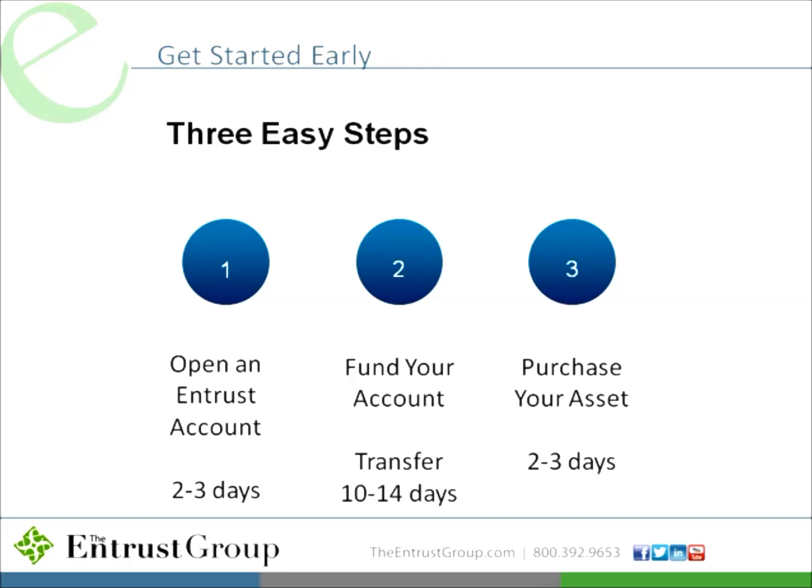Second step is to get money into that account. Typically that's going to be done with either a transfer, a rollover, or a contribution. That's getting money into your account with Entrust, and then from there you can figure out what you want to purchase and direct us to process that purchase. Standard transaction time for a real estate purchase, about 2 to 3 days. That's if you provide everything to us, everything looks good, it's about 2 to 3 days for us to close on that property.